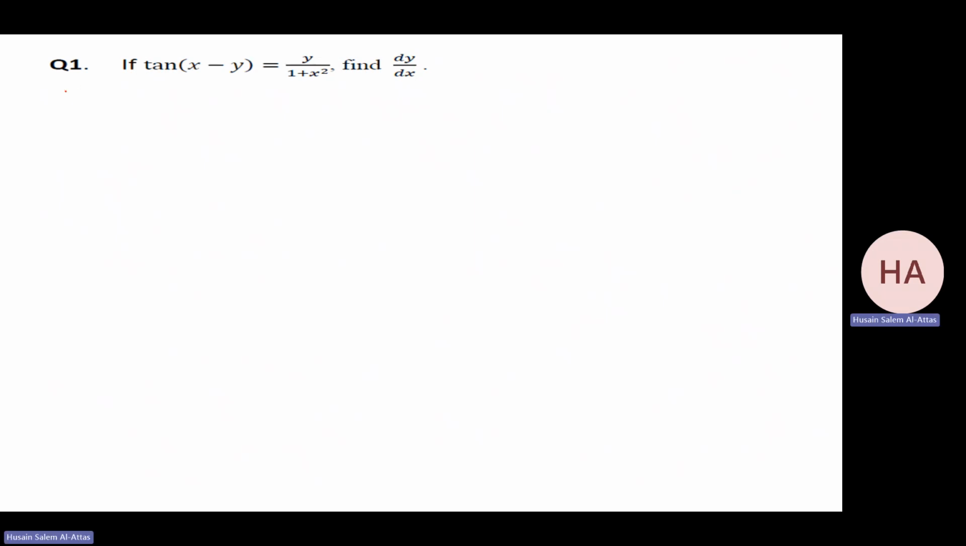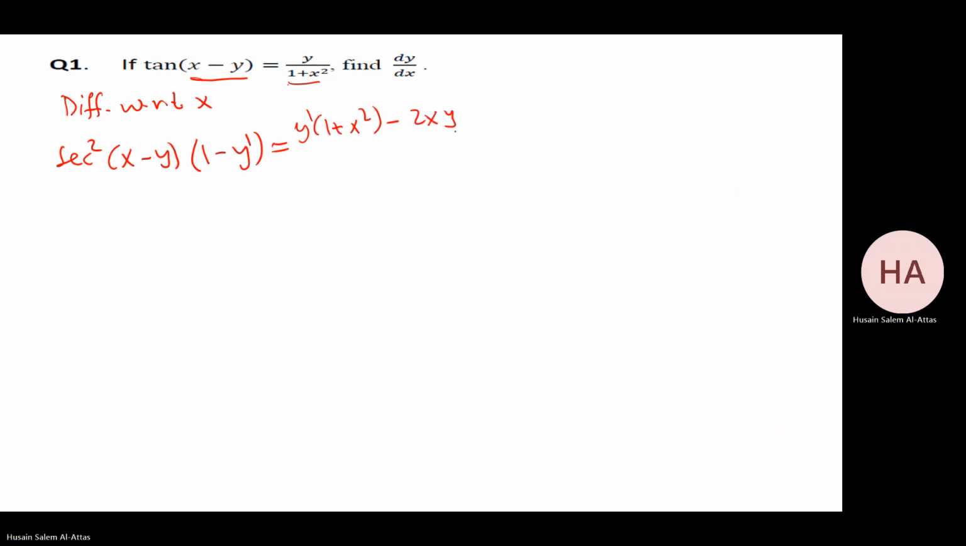Now we'll just differentiate with respect to x. What you will have, secant square, x minus y, derivative of this, 1 minus y prime, equal what? This is quotient rule. y prime, 1 plus x square, minus 2xy, over 1 plus x square.